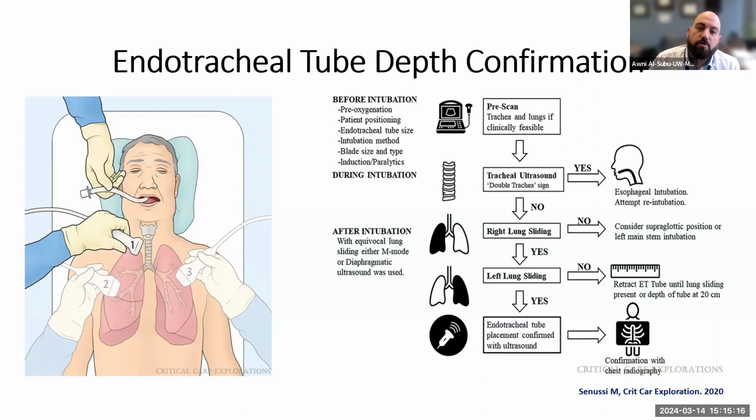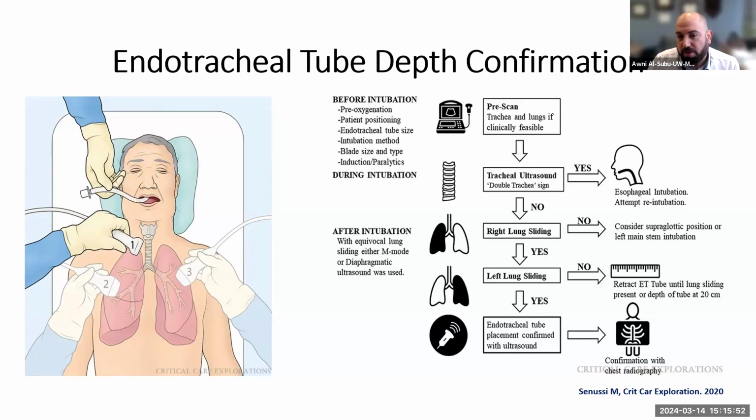You do the suprasternal notch ultrasound, and if you have a double comet or double barrel sign, then you are most likely esophageally intubated, so you need to retract the tube and try again. If you don't have that, then you're good. Then you go and do lung sliding, which Brian talked about a couple of weeks ago. If you have sliding on the right but not on the left, then there is a high likelihood that you are main stemmed and you need to adjust the ET tube.